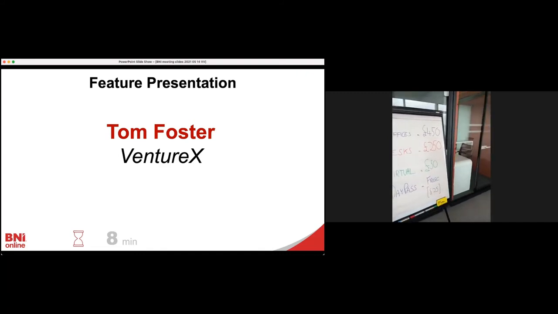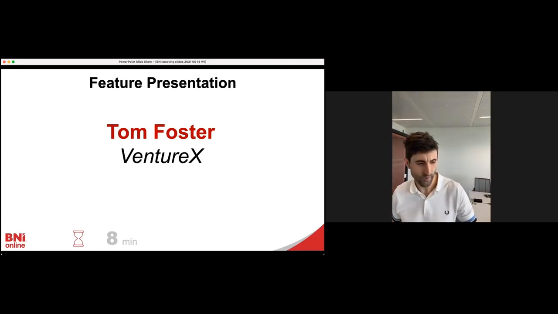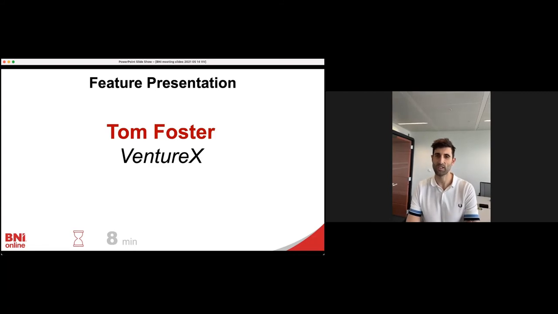So that's it. VentureX, the group tagline is actually the future of workspace. And that's what we're trying to do here in Chiswick Park.